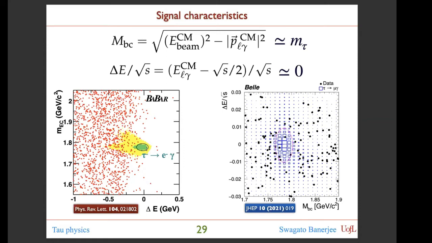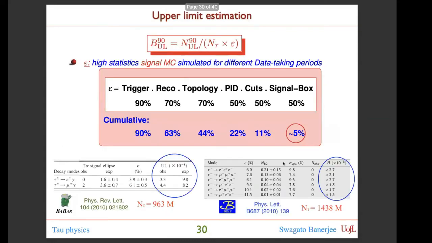So on a two-dimensional plane, the signal should appear in this green ellipse shown here in this diagram, or in this magenta ellipse shown in this search from Belle and BaBar respectively. So the BaBar search is shown for the tau to e gamma, and the Belle result is shown for the tau to mu gamma. And the signal region is shown here as an ellipse. Then, since we have not found any event as yet, we estimate the upper limit.